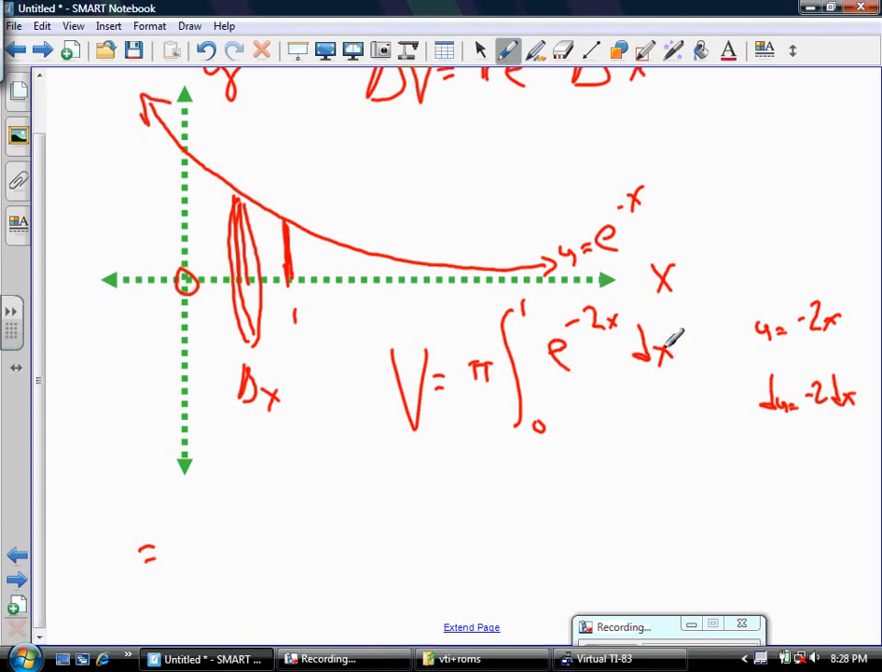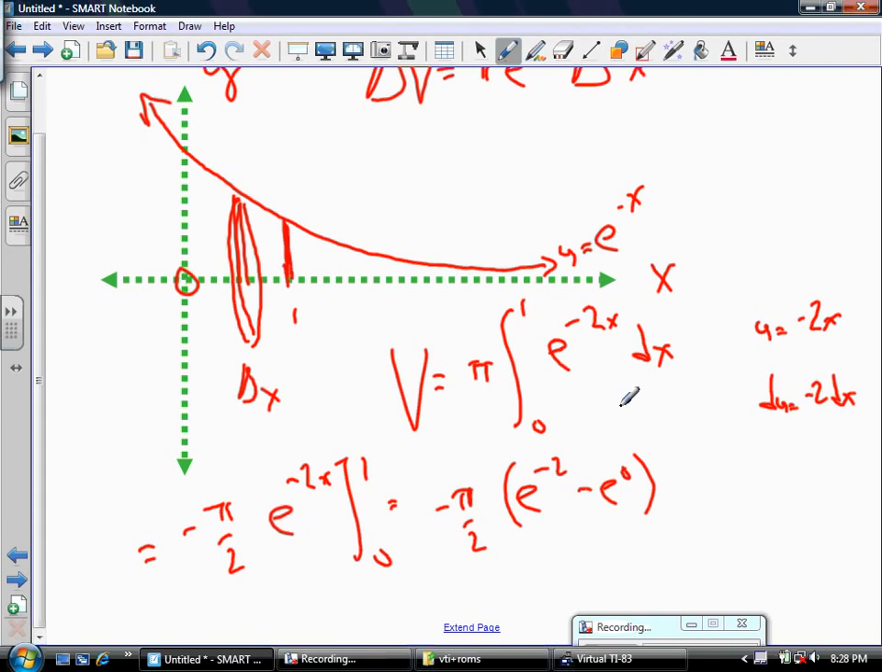How do you integrate e to the u du? Get e to the u, but u is? Okay, so it's negative pi over 2 e to the u plus c, but evaluating from 0 to 1. So I get negative pi over 2 times e to the negative 2 minus e to the 0. There you go. Okay, that's an answer, but e to the 0, you know it's 1. How about we write that?